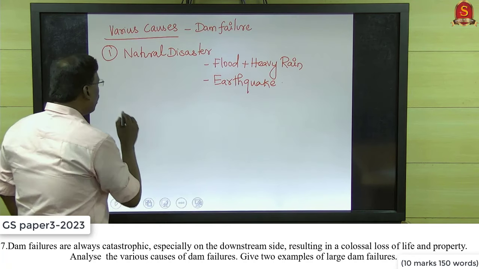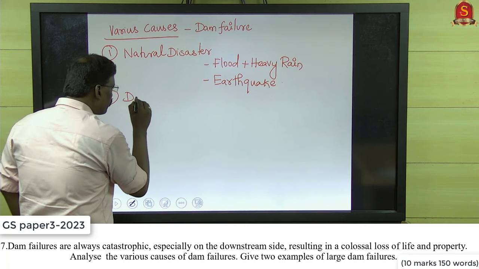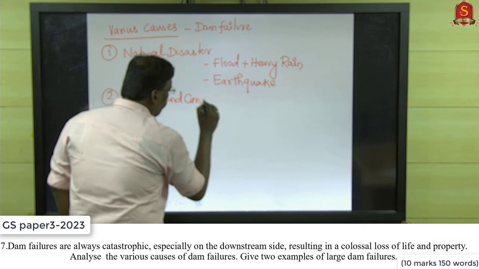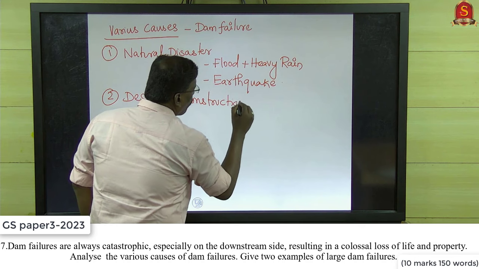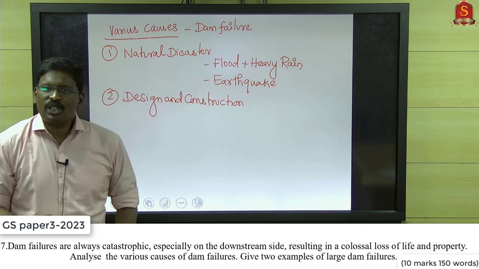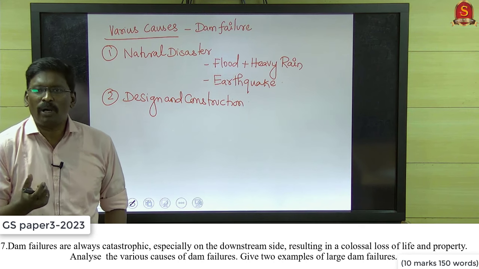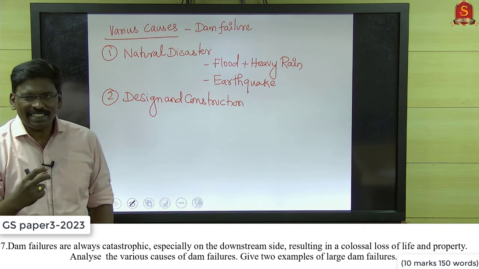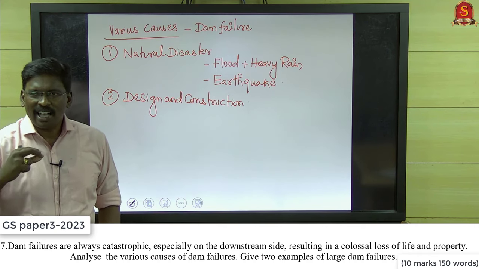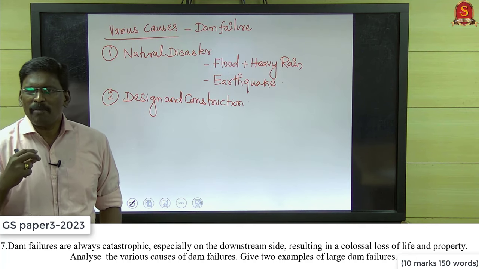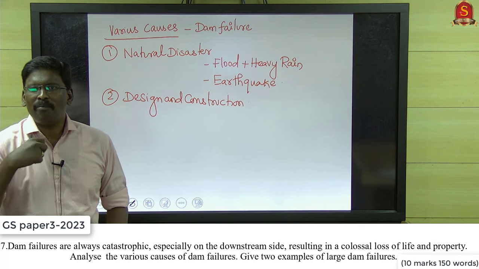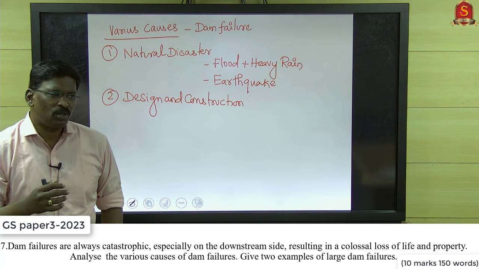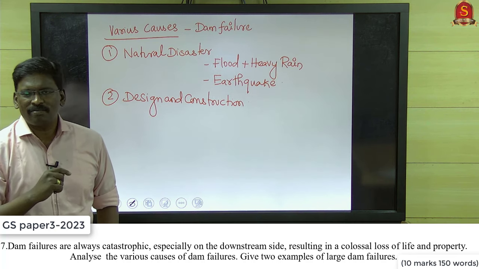And the second cause would be design and construction. The design and construction of the dam itself is considered to be a wrong one, or a faulty one in some cases. And because of the faulty design and construction, the dam, in a period of time, may result in a dam burst, which would be catastrophic for life and property.